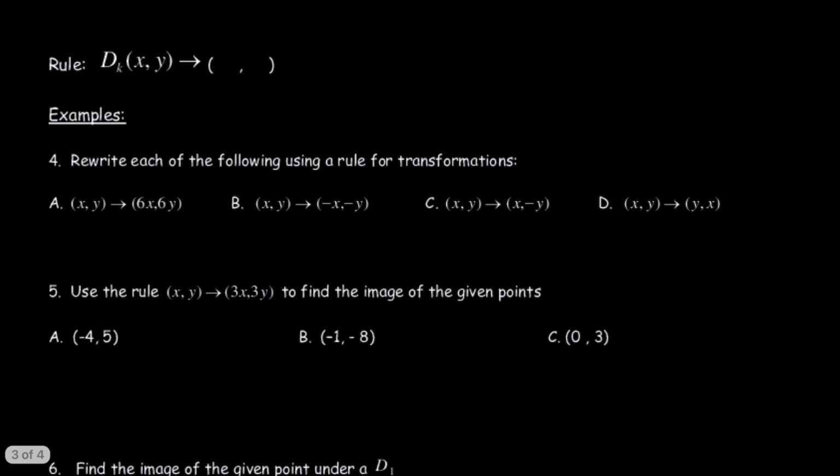So that brings us to our rule. The rule for a dilation of scale factor k of the point xy is k times x, k times y.